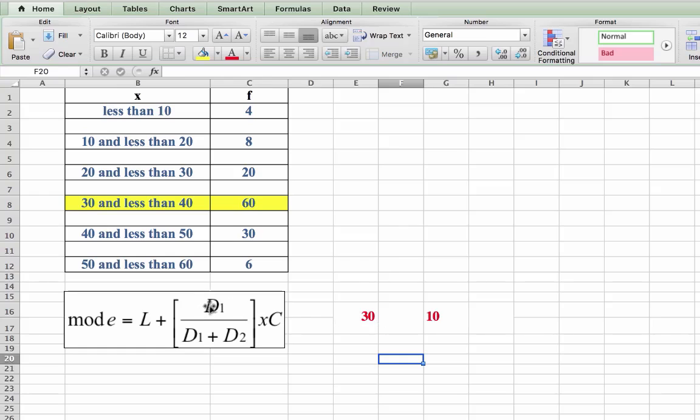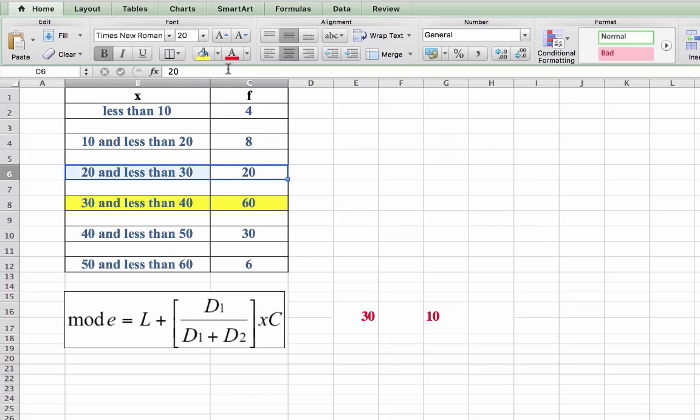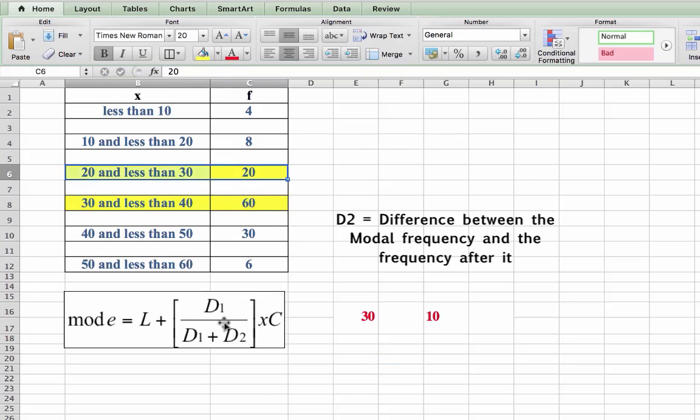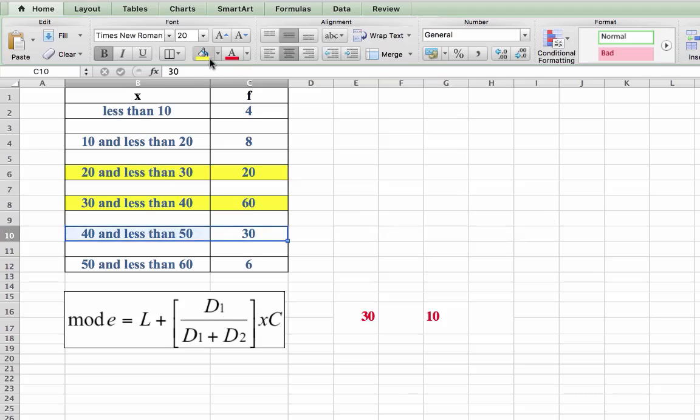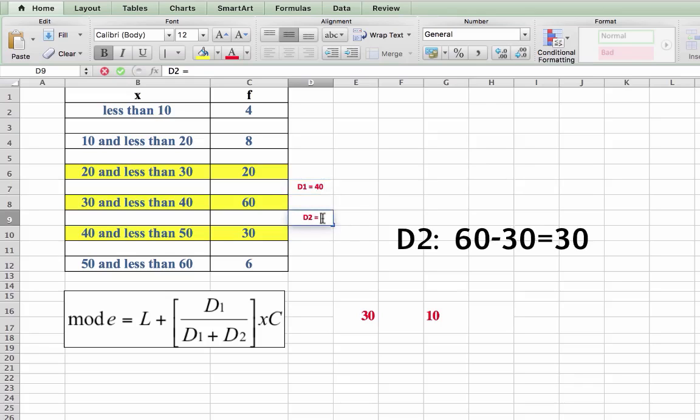All I need are the D1 and the D2 values, which I will eventually put in here. But D here stands for difference. And D1 is the difference between the modal frequency of 60 in this example and the frequency figure before it. So I'm just going to highlight these here. And D2 is the difference between the modal frequency, again 60, and the figure that comes after it. So I'll just note that D1 is 40, 60 minus 20. And D2 is 30, 60 minus 30.